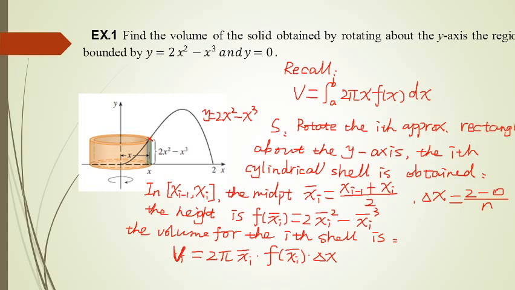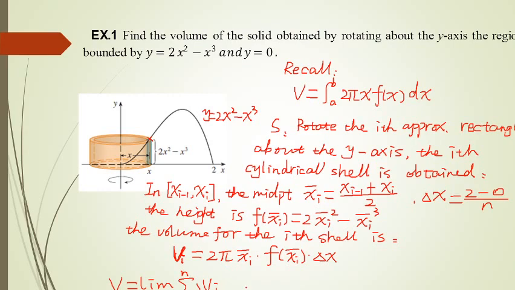Because we need to double check the circumference expression is 2 pi x and the height gives f(x). If the circumference and height are not those formulas, we will change them, okay? So that is the volume for the i-th shell, right? So we understand the total volume is the limit of the Riemann sum of the V_i.